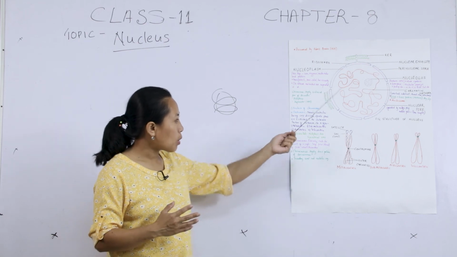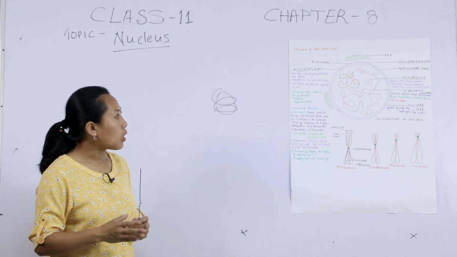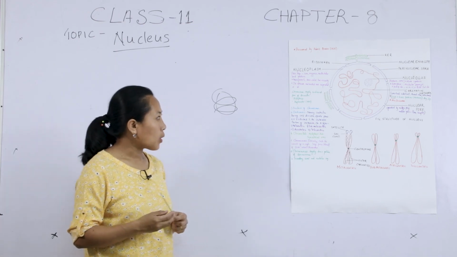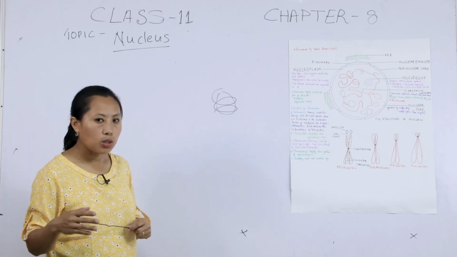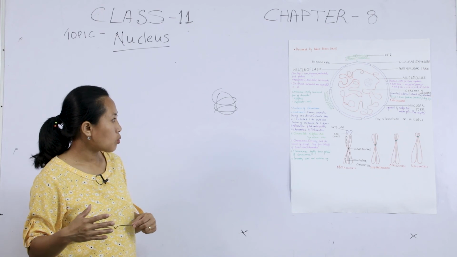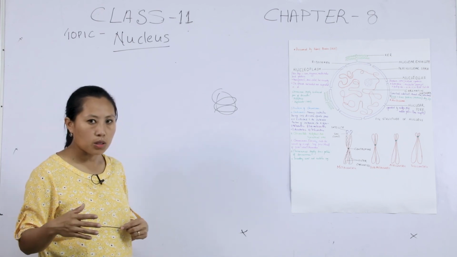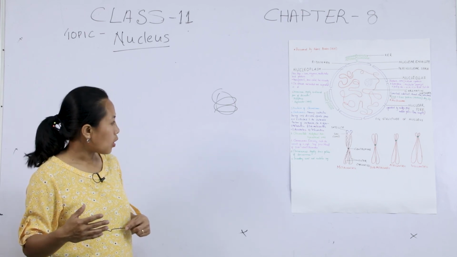So the main function of DNA is as the storehouse of genetic material, and the nucleus is also the site where mRNA is synthesized. This mRNA carries the information to the ribosomes, where genetic information is decoded into proteins, which ultimately determine the phenotypic character of an individual.